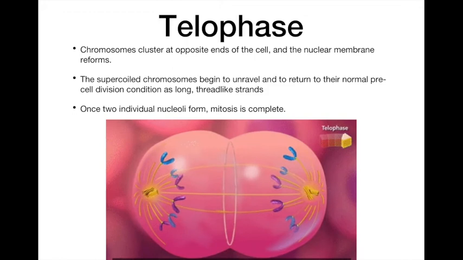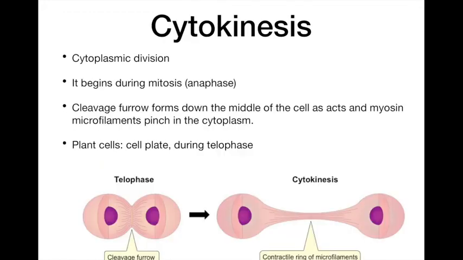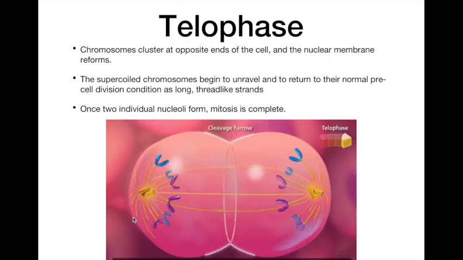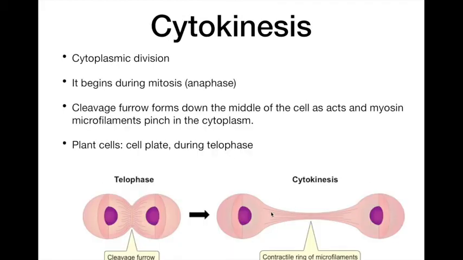Okay, and then we've got cytokinesis, which is the cytoplasmic division. It begins during mitosis, sometimes anaphase, sometimes telophase. During telophase, we've got what's seen here, a cleavage furrow. That is called the cleavage furrow. And it moves, and we've got two cells. By the end of mitosis, cytokinesis happens, and we've got two separate cells.